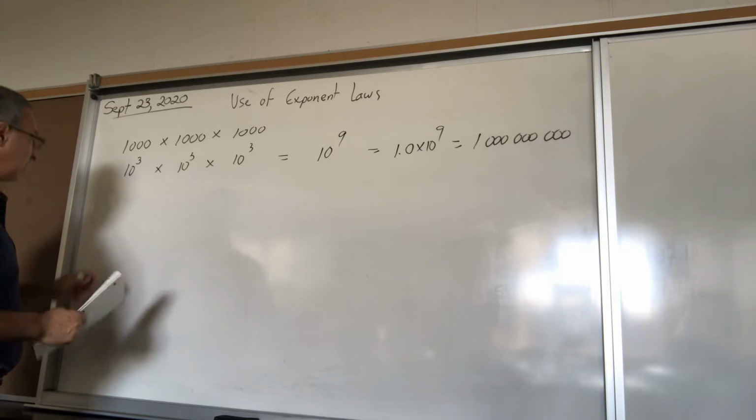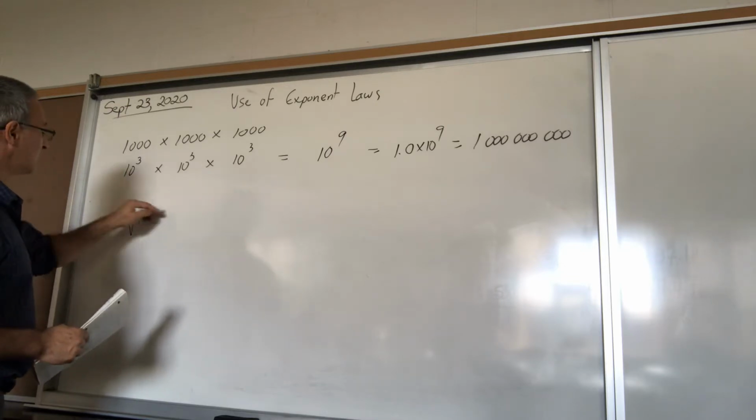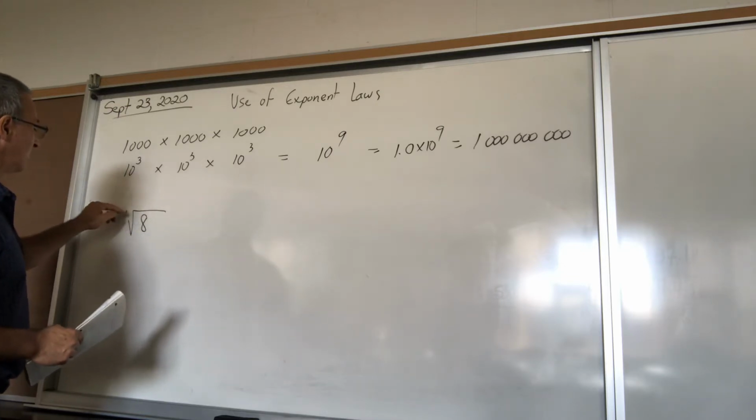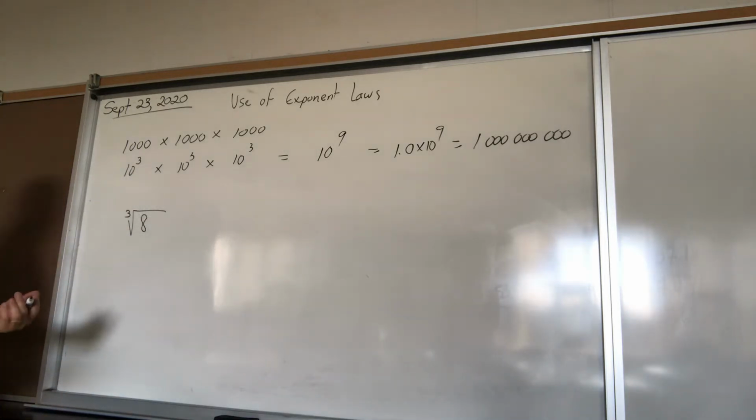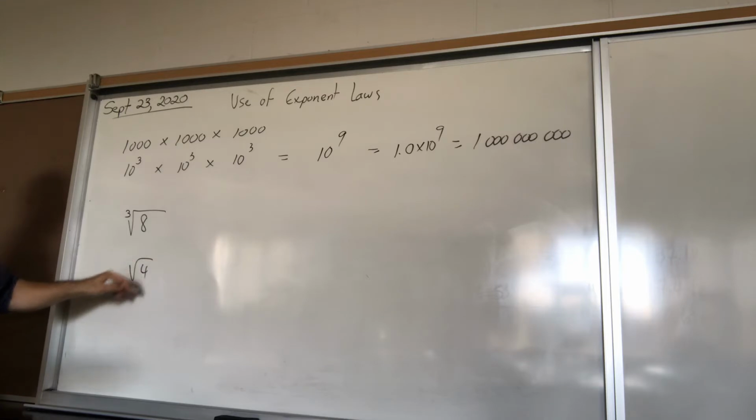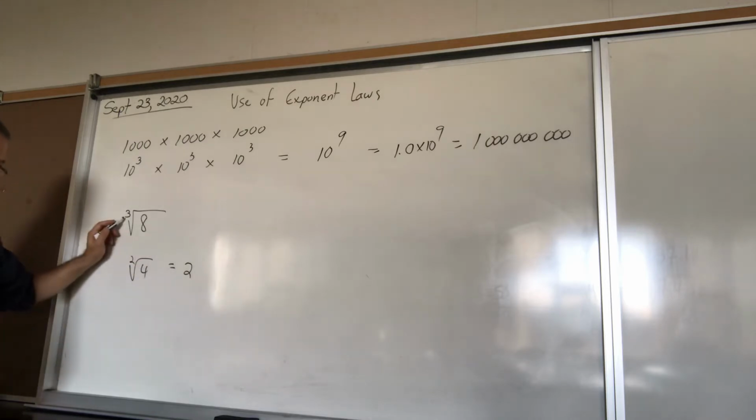Sometimes you'll see something like this, where they have a number next to a radical sign. Square root, for example, implies that it's a 2 in there. So square root of 4 gives you 2. What if you have a cubed root?